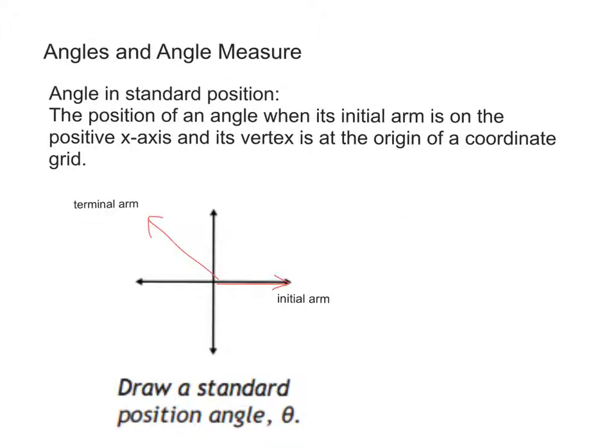That's the terminal arm. The angle that we're talking about is the angle measured from the initial arm to the terminal arm. And the vertex of that angle is right there at the origin. So both of those lines should actually touch that dot. That's the vertex, and it's measured there. That's just an angle in standard position.